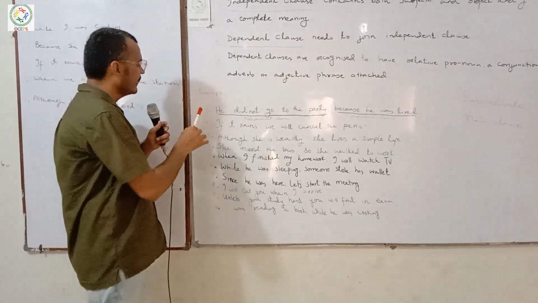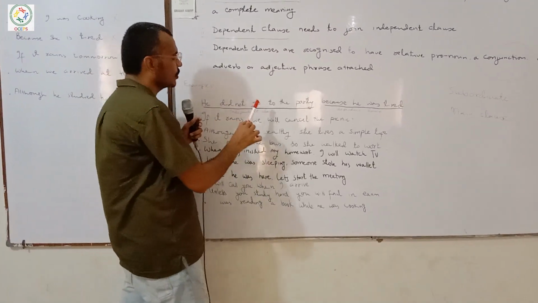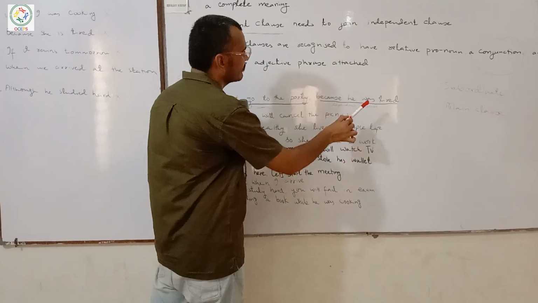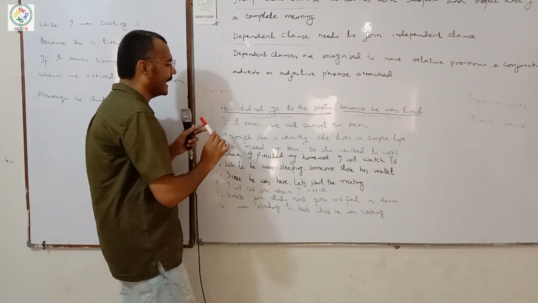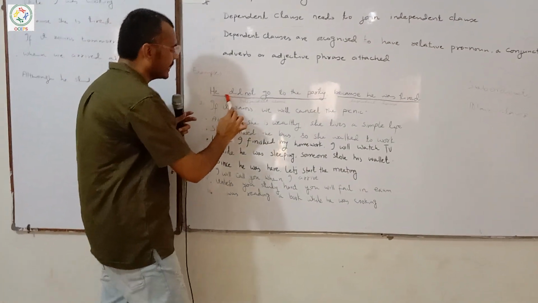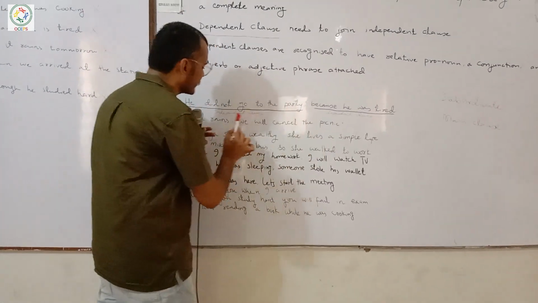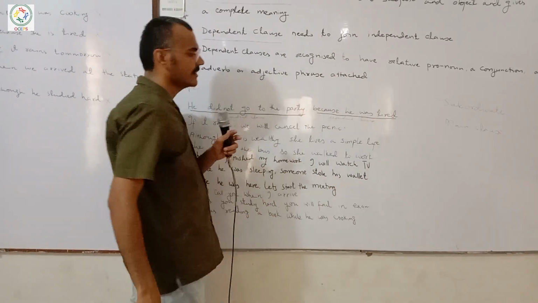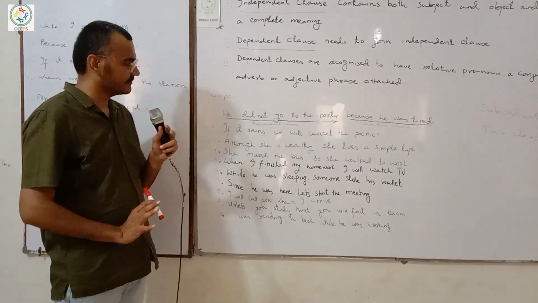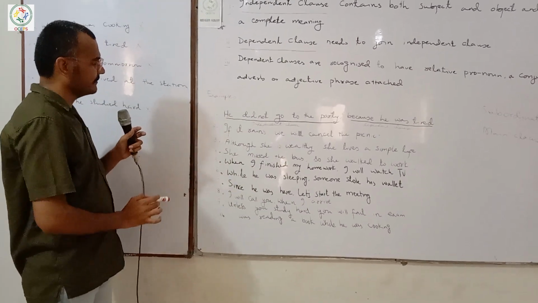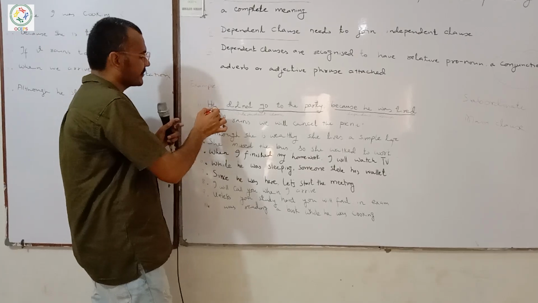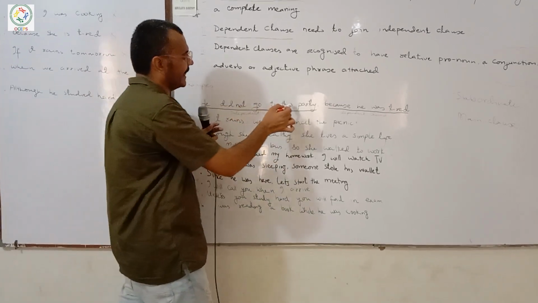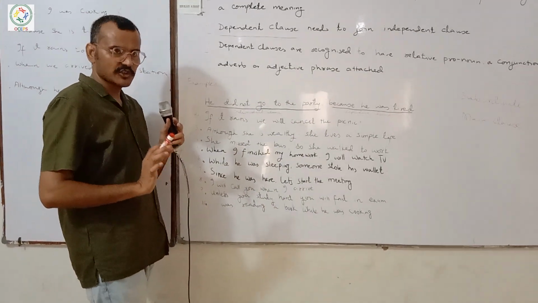So, he did not go to the party because he was tired. Now I clearly mentioned by underlining the sentence that this is the independent clause and this part is the dependent clause. So I tell you why. Because if you can see that in sentence number 1, subject, helping verb, main verb and the object. So this is the independent clause.